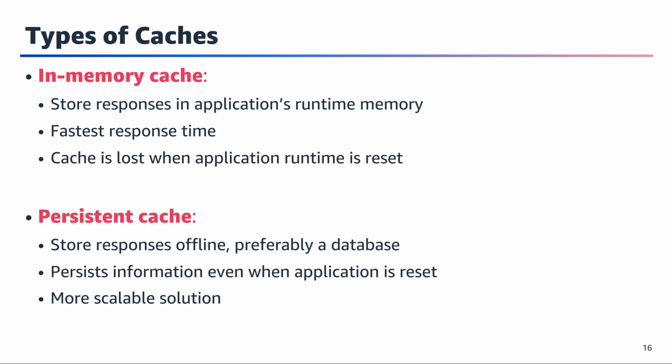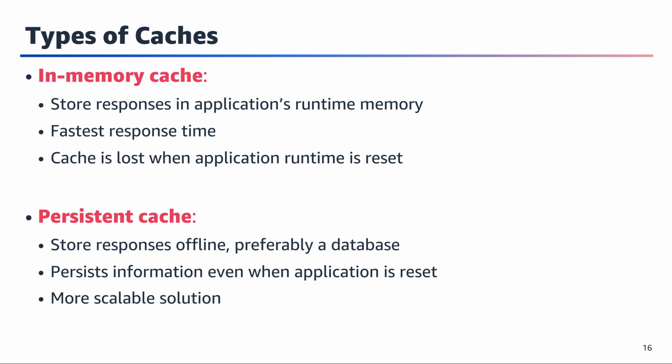First, let's look at in-memory caching. This is your speed champion. It's blazing fast because it stores data right in your application's runtime memory. However, remember that it's like short-term memory. Once your application restarts, that cache is gone. It's perfect for situations where you need lightning-quick access to temporary data.